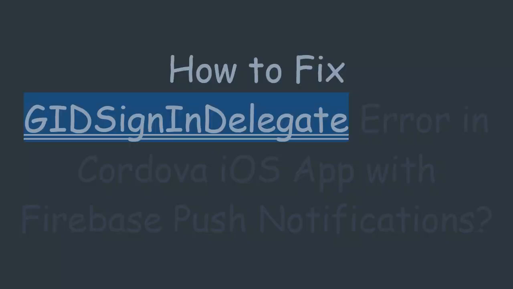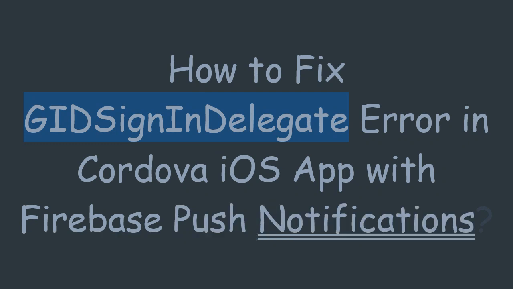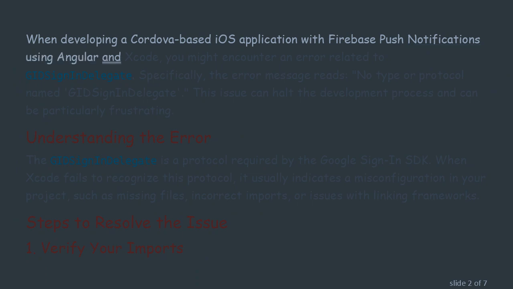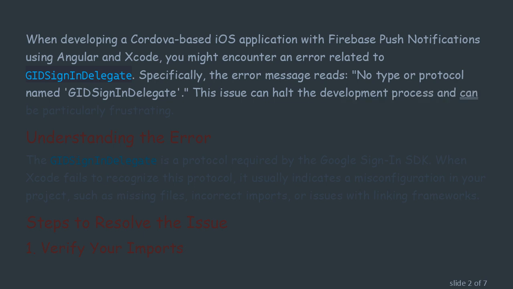How to fix GIDSignInDelegate error in Cordova iOS app with Firebase push notifications. When developing a Cordova-based iOS application with Firebase push notifications using Angular and Xcode, you might encounter an error related to GIDSignInDelegate. Specifically, the error message reads, "No type or protocol named GIDSignInDelegate." This issue can halt the development process and can be particularly frustrating.